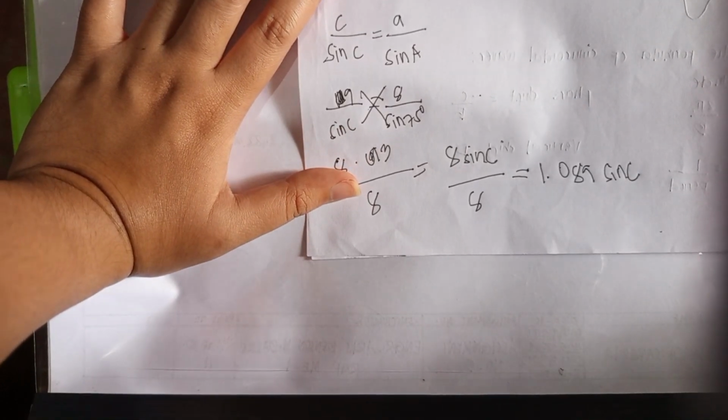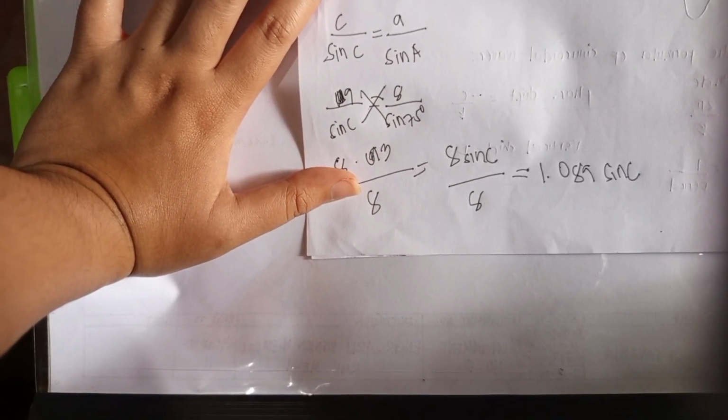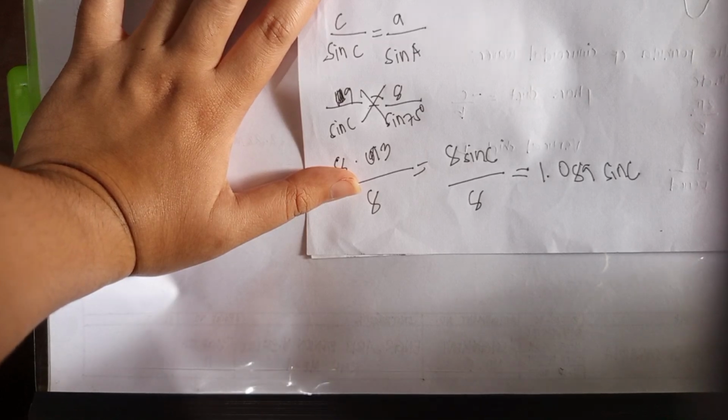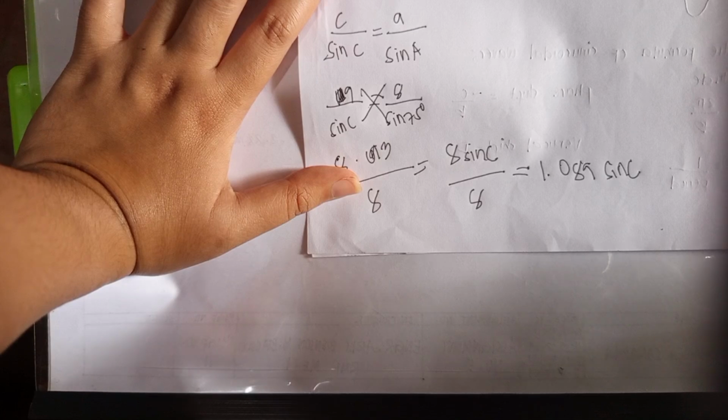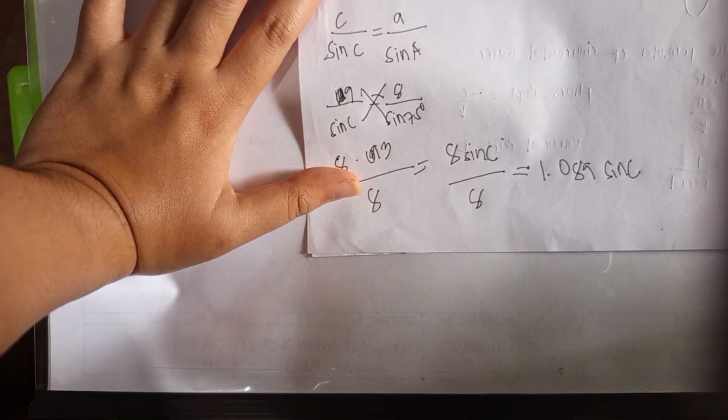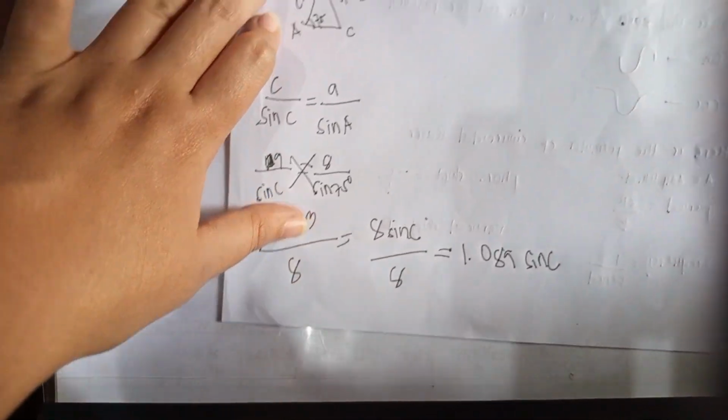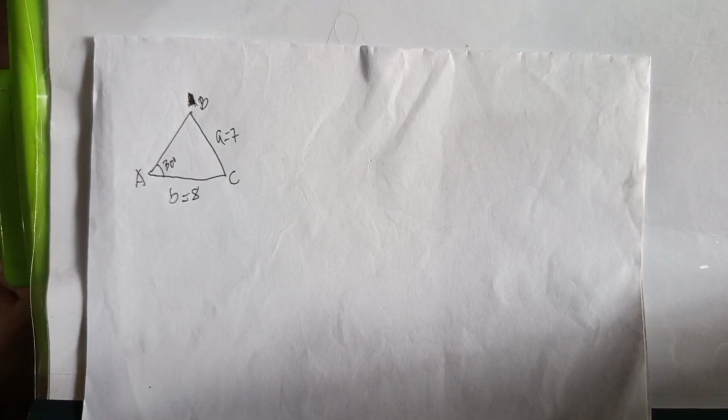So to find angle C, you need to take the arc sine or inverse sine of 1.089. Now, if you type the arc sine of 1.089 in the calculator, it will give you an error. So let's try another angle.